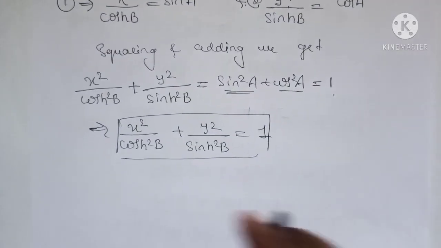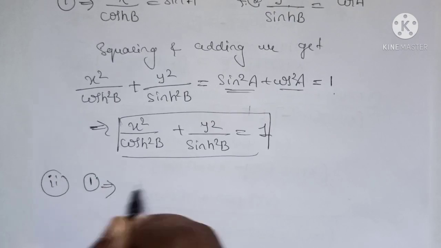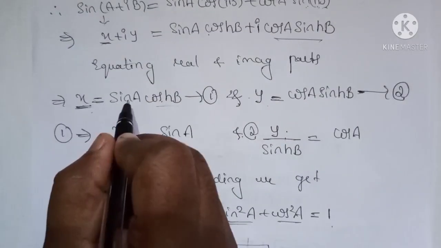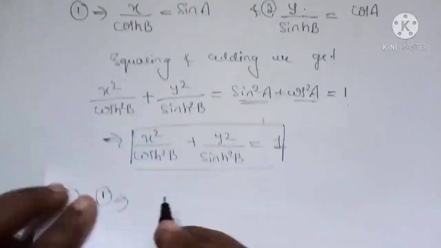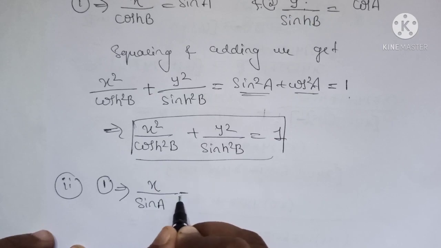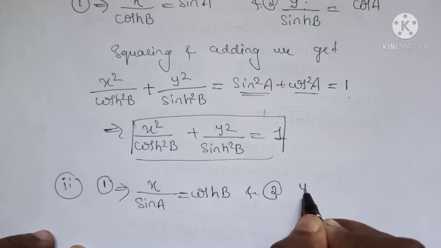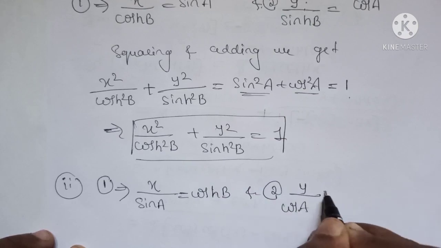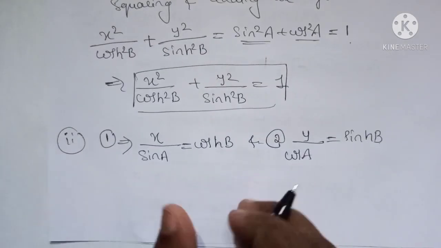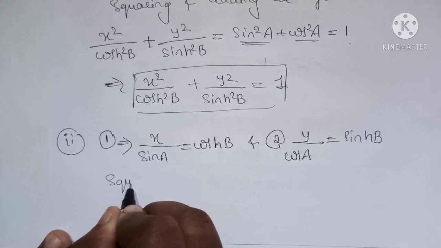Now for the second one, again we consider equation 1. Now we take sin a to the denominator, so equation 1 can be written as x divided by sin a equals cosh b, and also by equation 2 we can write y divided by cos a equals sinh b. Now again, squaring and subtracting, here we subtract these two.